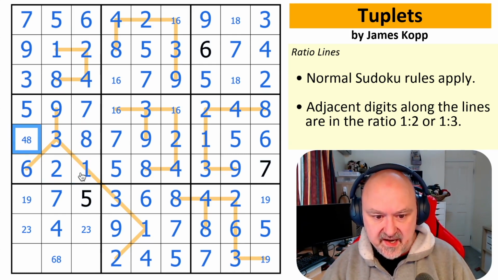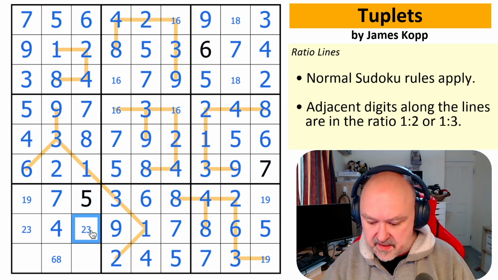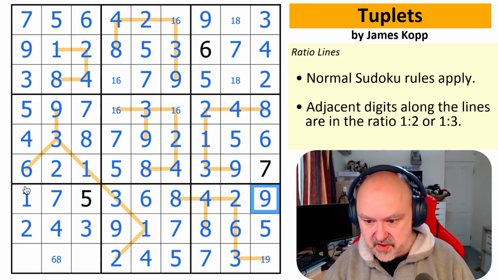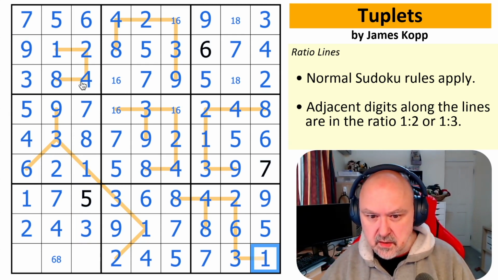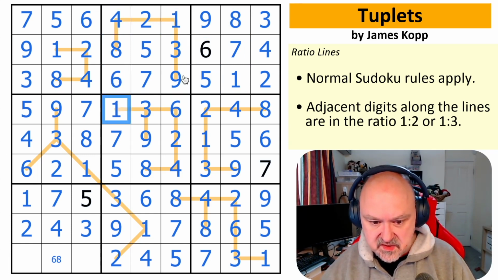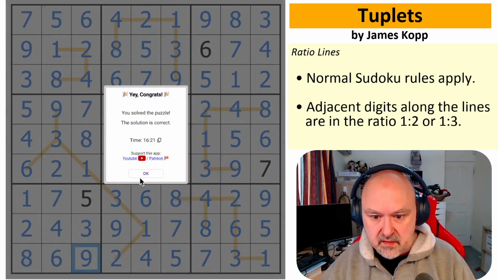The 4 makes that 8 and that 4. The 2 looks down, making that 3 and 2. The 9 looks down, making this 1, which goes over, making this 9 and 1. This 8 makes this 1 and 8. The 1 looks over, making this 6 and this 1. The 1 looks down, making this 6 and this 1. And now I'm down to a single box. 1, 2, 3, 4, 5, 6, 8, and 9.